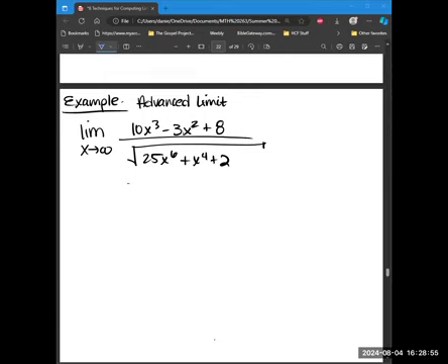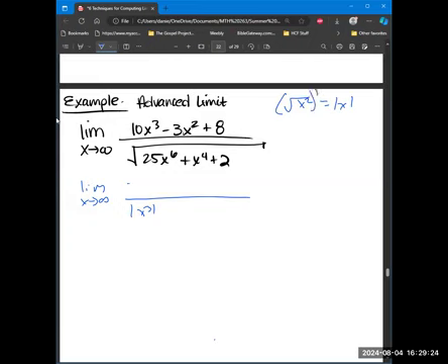So the degree of the top and the degree of the bottom are going to be the same here. I'm going to pull out an absolute value of x to the third, because remember, when I take the square root of x squared, it's going to be the absolute value of x. I do that 3 times here, and I get this or this.